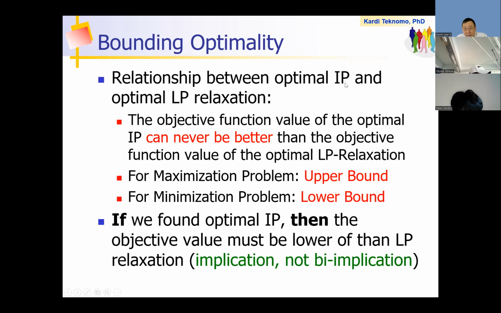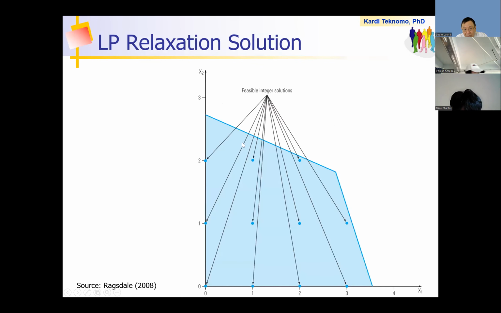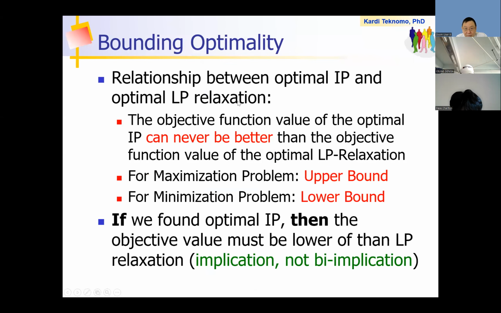The relationship between optimal IP and optimal LP relaxation: the objective function value of the optimal IP can never be better than the objective function value of the optimal LP. So the IP must be smaller, unless they touch at this boundary, then it is the same as LP relaxation. So IP is always not better than LP. For a maximization problem, the upper bound matters. For a minimization problem, the lower bound matters.